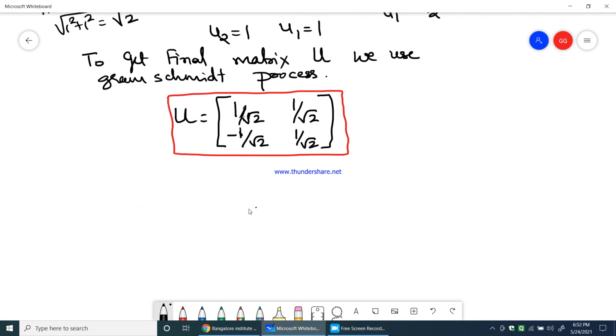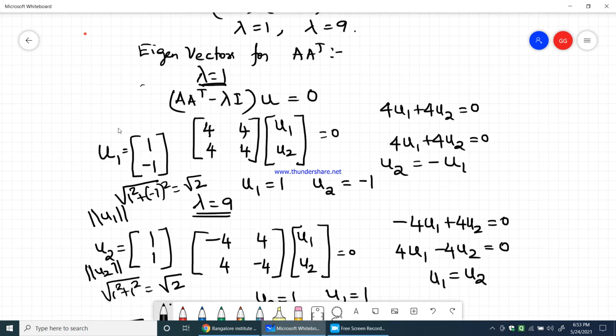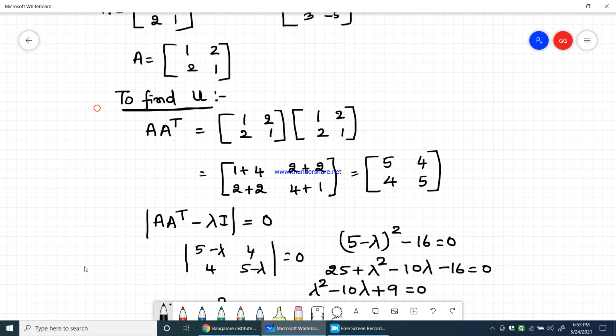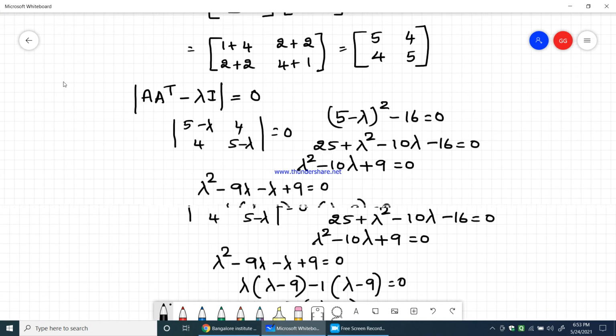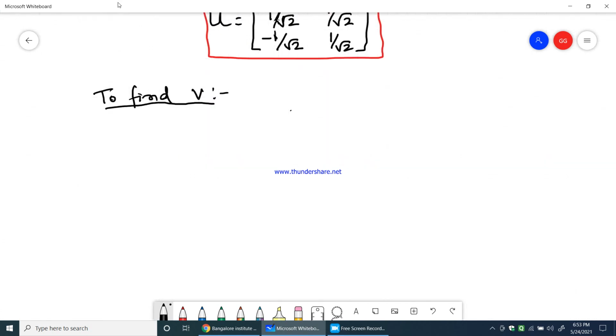Okay, so we have found U. Now let us find V. To find U we took A into A transpose. Now to find V, we will take A transpose into A.